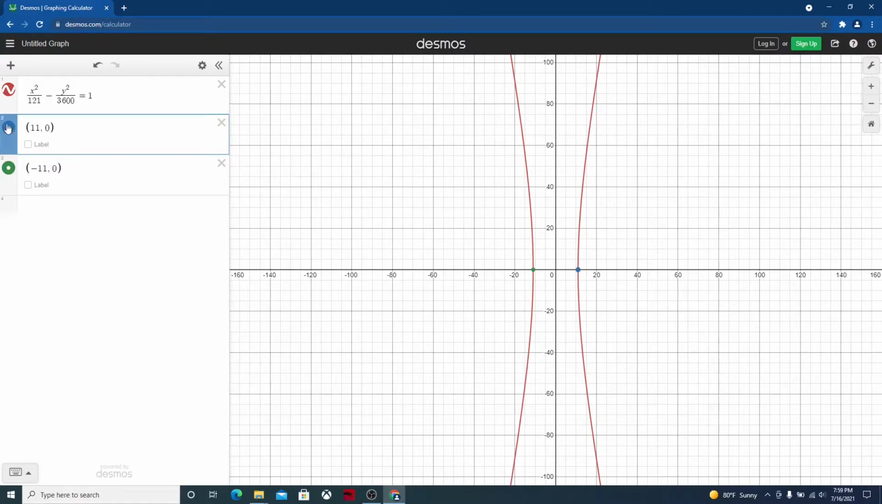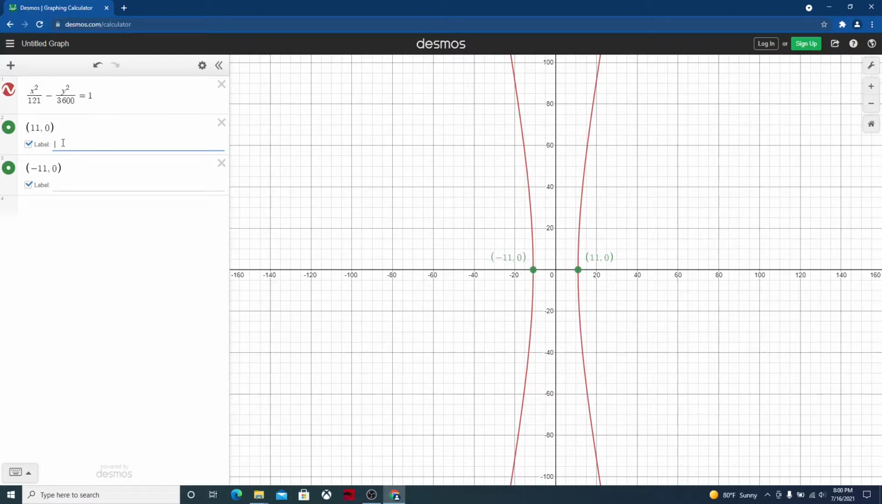We'll click and hold on that dot there, and turn that green. And let's make this size 15 so that we can see it more easily. Then we're going to click and hold on the other green dot, and change that to 15 as well. And there we go. There are our two vertices. Now let's label those.